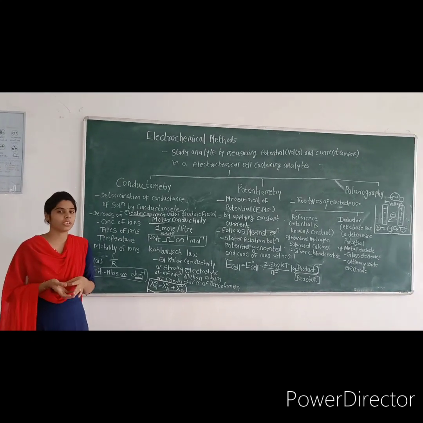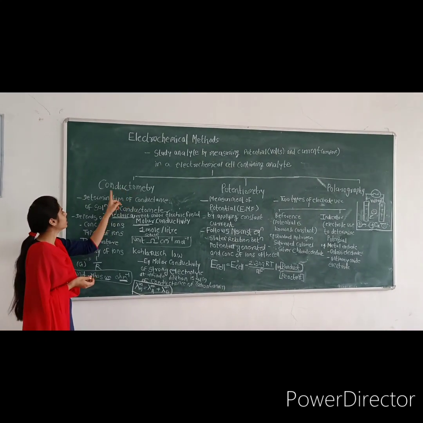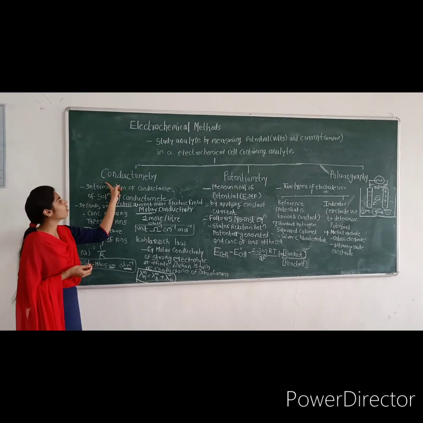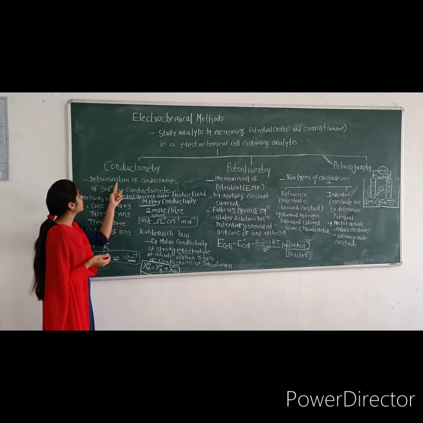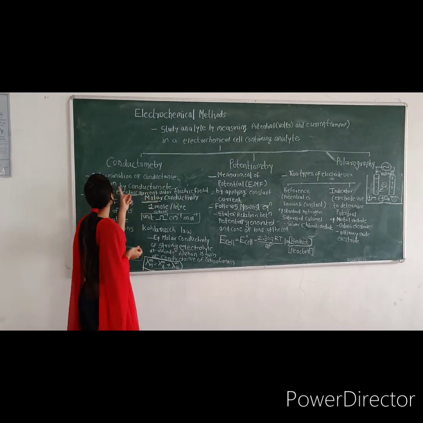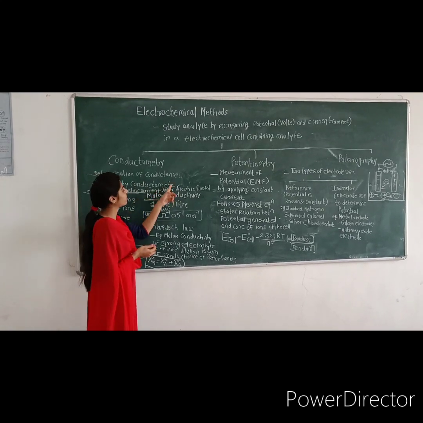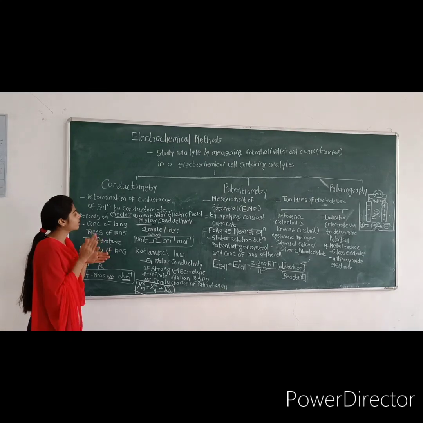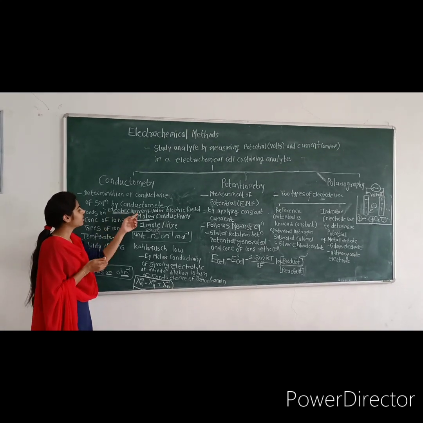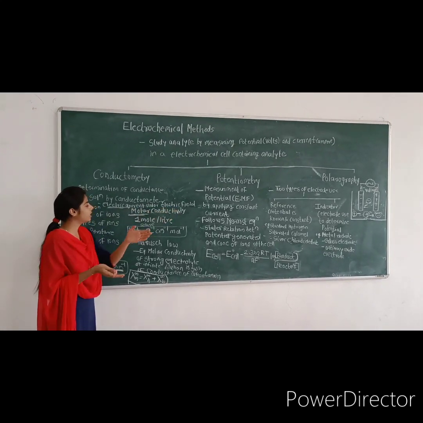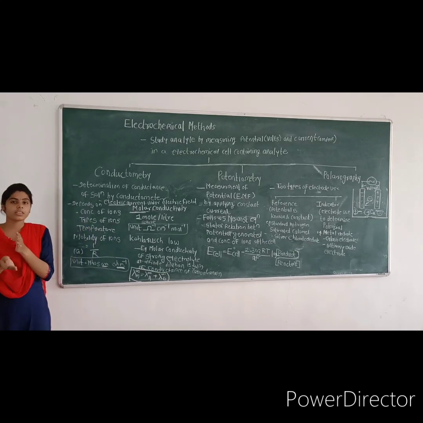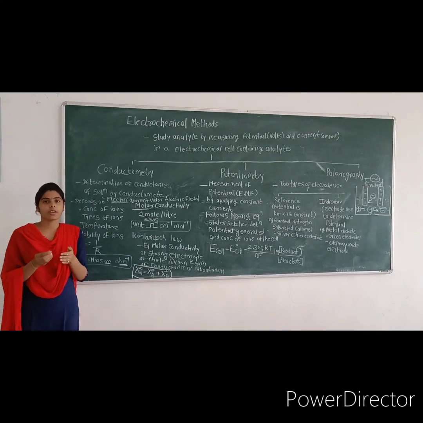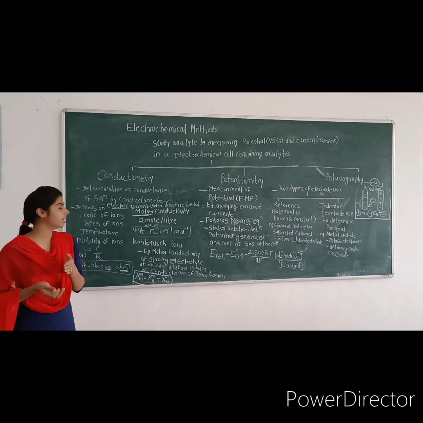First is conductometry. So what is conductometry? That is measurement of conductance. So it is the technique in which determination of conductance of a solution is done by an apparatus called a conductometer. In that we measure the conductance or the electric current when the electric field is applied. Here electric current is produced when we apply the electric field.